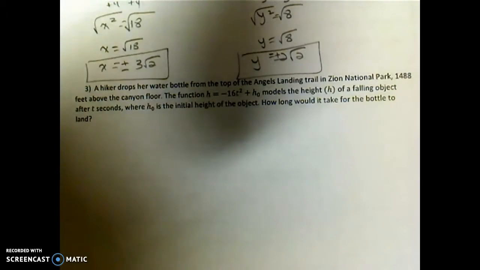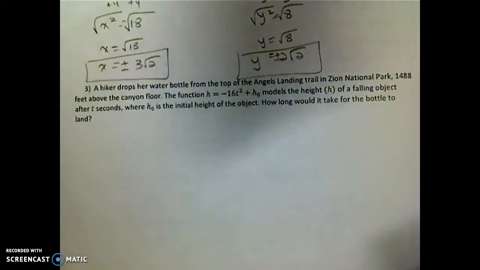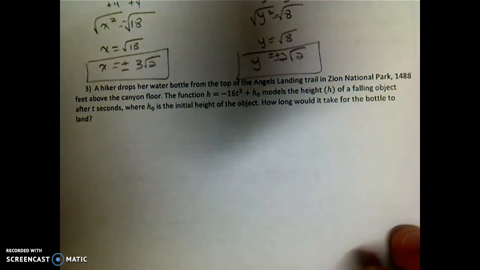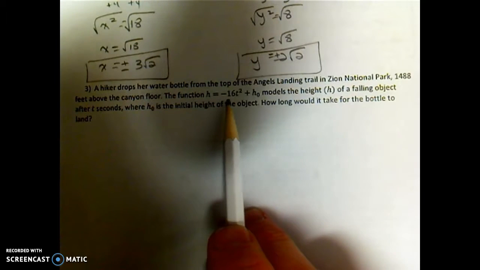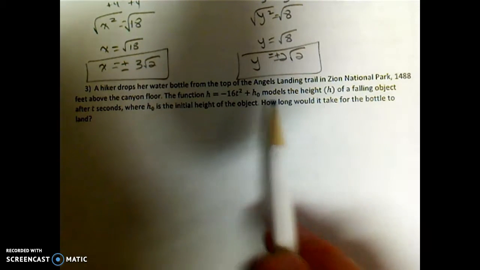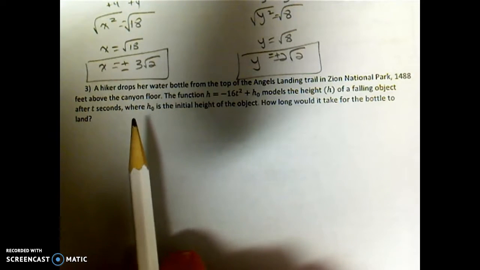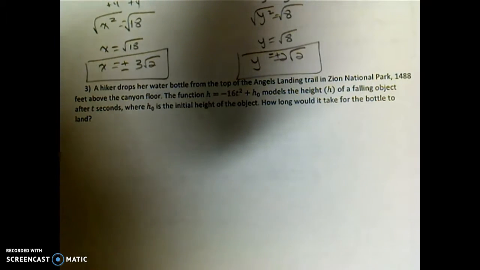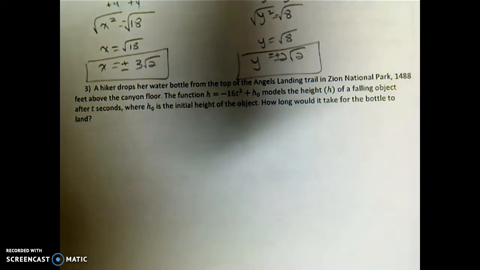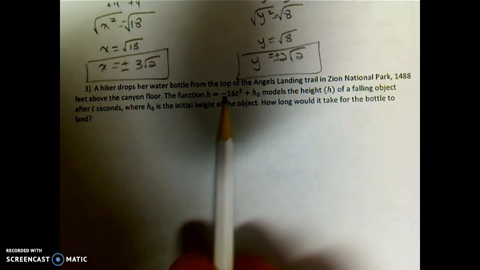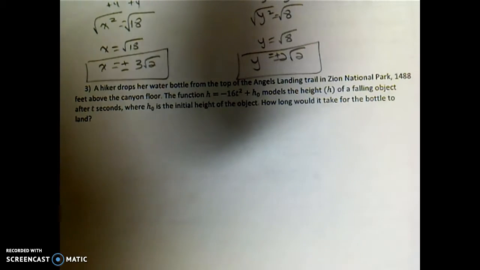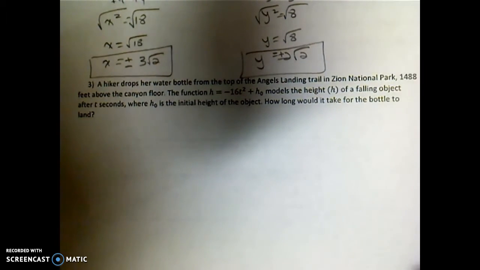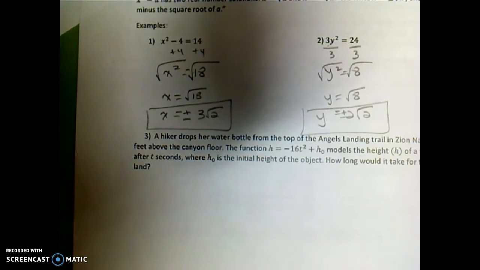Finally, let's consider a word problem. The function h equals negative 16t squared plus h sub 0 models the height of a falling object after a certain period of time, t in seconds, where h sub 0 is the initial height of the object. So let's say a hiker drops her water bottle from the top of the Angel's Landing Trail in Zion National Park, which is 1,488 feet above the canyon floor. Considering that we have this function model, how long would it take for the bottle to land?